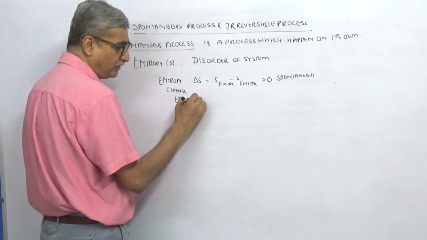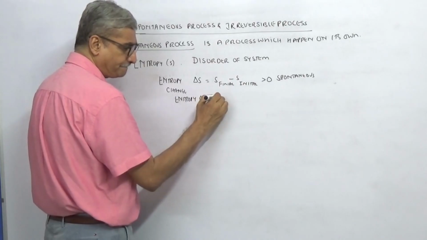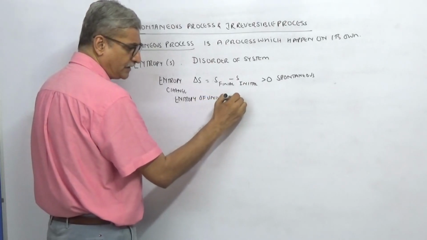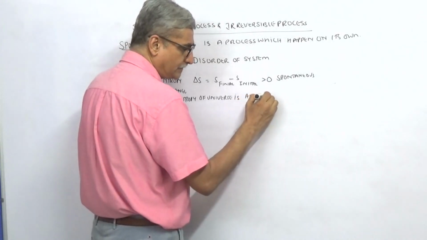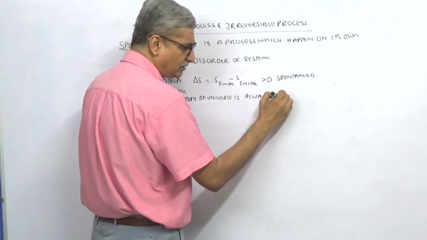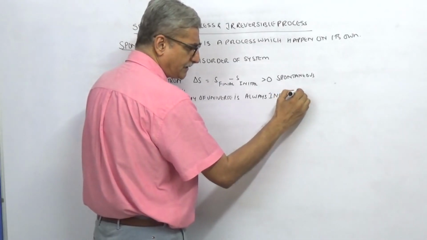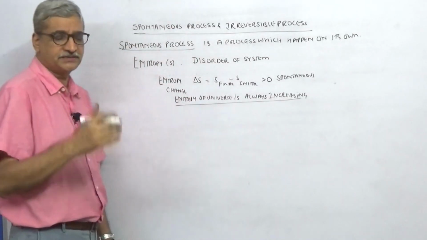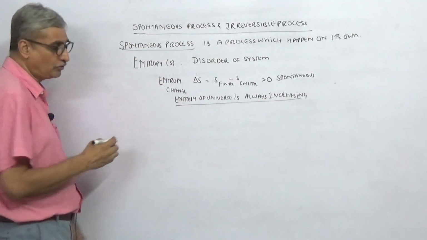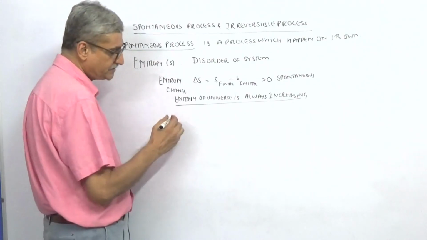They said that the entropy of the universe is always increasing. Okay. Now how did they start the discussion? They said, look, let us talk about entropy change, because then this becomes easy.